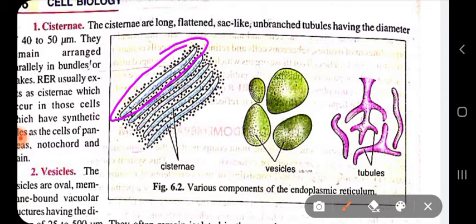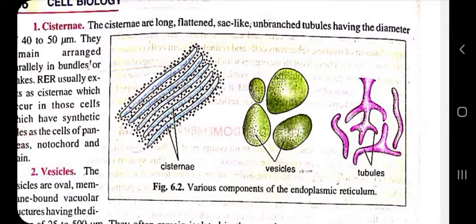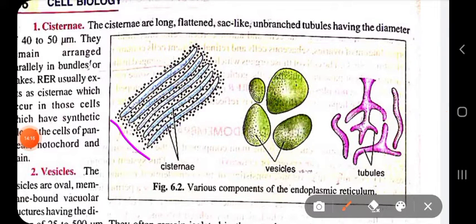and they remain arranged parallelly. If you see the structure of your cisternae, they remain arranged parallelly. That means they are not interlinked. Okay, they are parallelly oriented in the form of bundles.